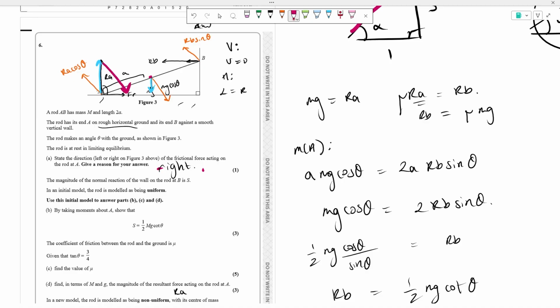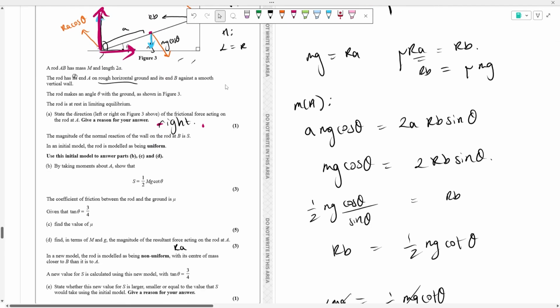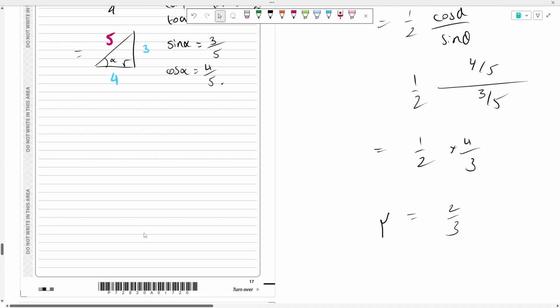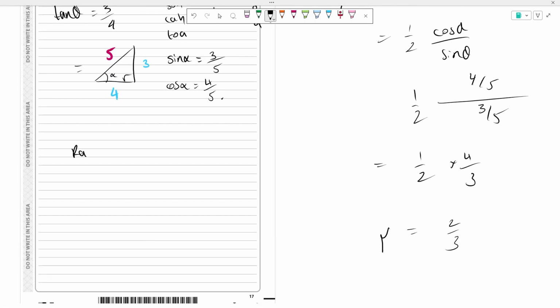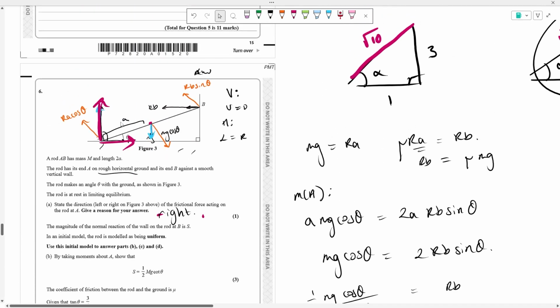So essentially we have a force going upwards, which is the reactional force. We also have a frictional force going in the right direction, and essentially what we're going to do is Pythagoras on that, and that's essentially our resultant force on the rod itself. Okay, so we're going to do Ra squared plus our frictional squared and then square root that. That's going to be the magnitude of that using Pythagoras.